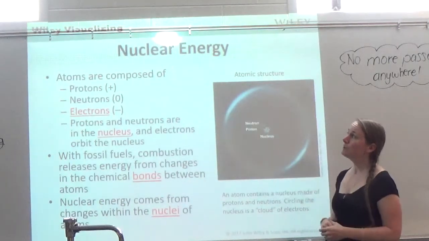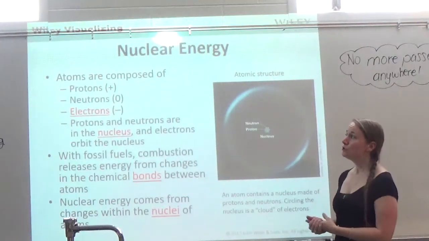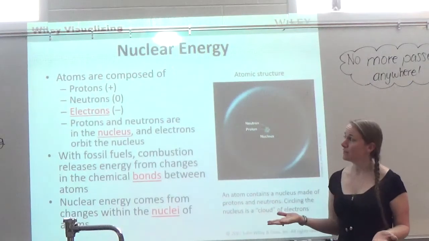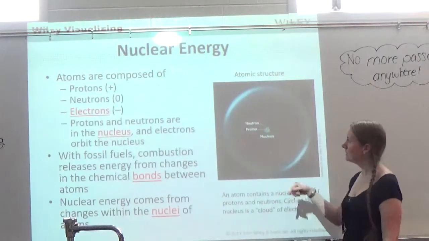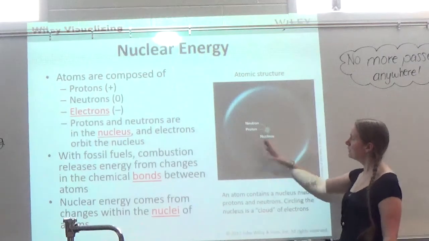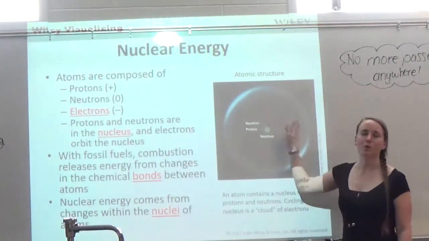So atoms are composed of protons, which are positive, neutrons, which are neutral, and electrons, which are negative. Protons and neutrons are in the nucleus, and electrons orbit the nucleus. So you have your protons and neutrons in the nucleus, and the electrons are in what we call the electron cloud.